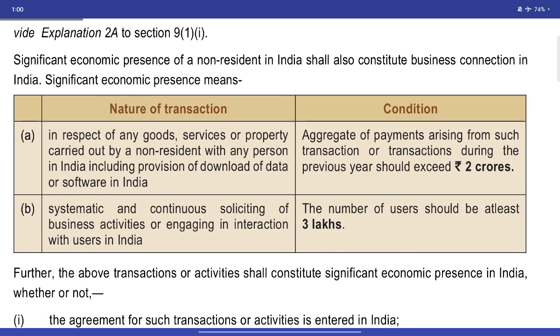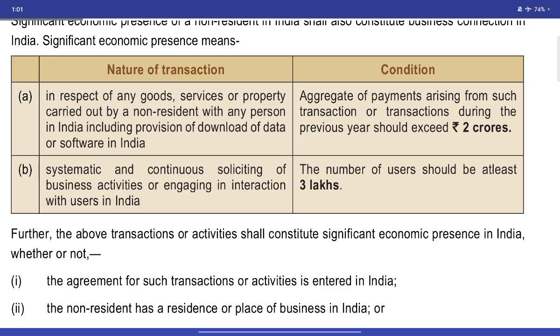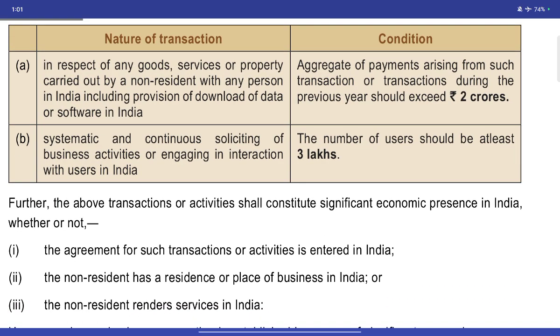Significant economic presence means nature of transaction and conditions. The transaction in respect of any goods, services, or property carried out by a non-resident within any portion in India, including provision of download of data or software in India. Condition: the aggregate of payment arising from such transaction or transactions during a previous year should exceed 2 crore rupees. Systematic and continuous soliciting of business activities, or engaging in interaction with users in India. The number of users should be at least 3 lakhs.